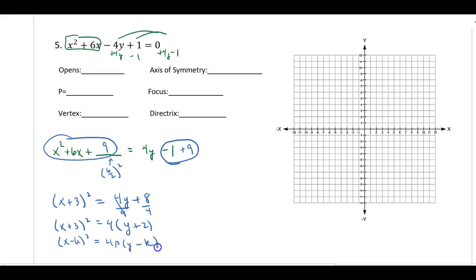Alright, since x is being squared, I know this is going to be opening up or down. Since 4p is positive, I know it's going to open up. So it opens up. If 4p is equal to 4, p is equal to 1. My vertex is going to be at the opposite of 3, which is negative 3, and the opposite of 2, which is negative 2. So I'm going to go ahead and plot (-3, -2).